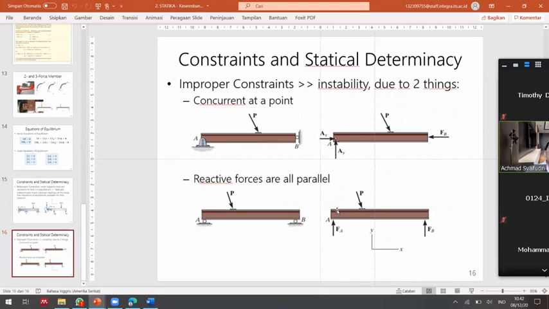And then the second type is improper constraint, or too few supports. Also, it will cause an indeterminate problem. There are two types: concurrent at a point, and reactive forces that are all parallel. You see, for concurrent at a point, what is the problem? How does the structure become indeterminate?